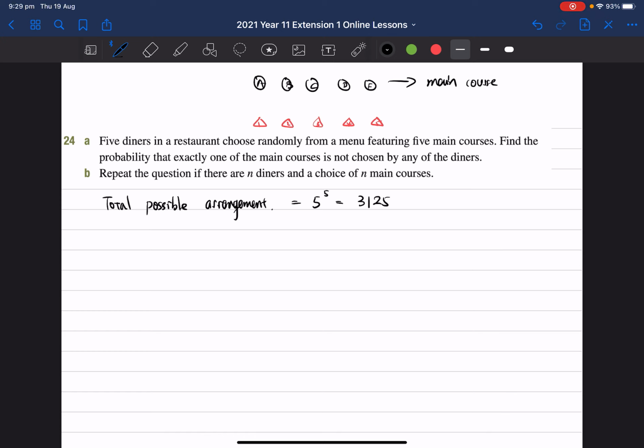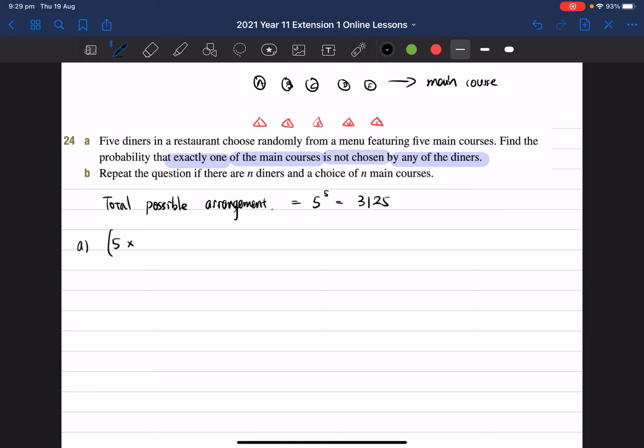Now these are the total possible arrangements without restriction. The question says, find the probability that exactly one of the main courses is not chosen by any of the diners. So imagine this one is not chosen at all. What's the probability of that? Let's have a look. For example, person number 1 is the first one to pick, and he will have 5 options to pick.